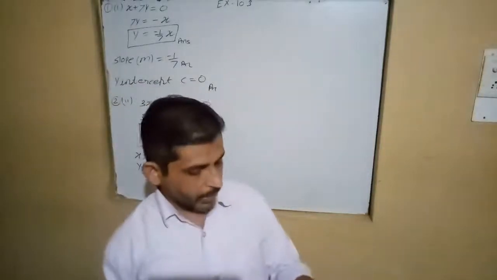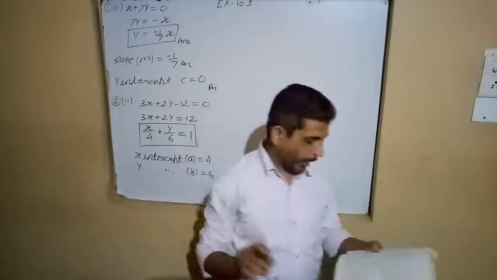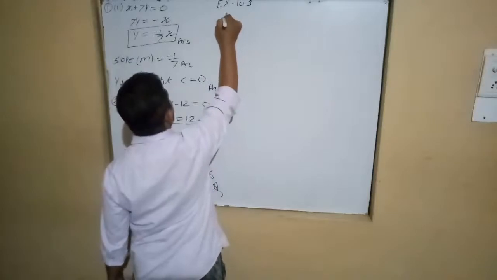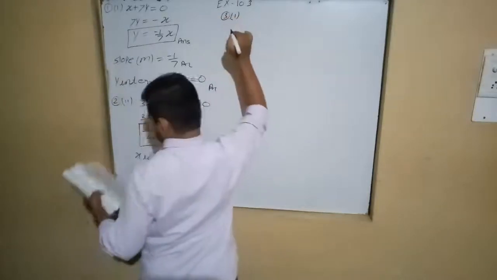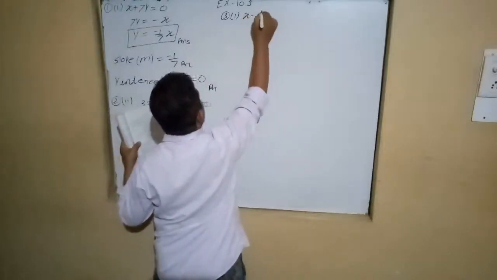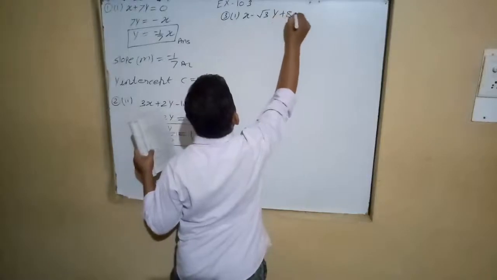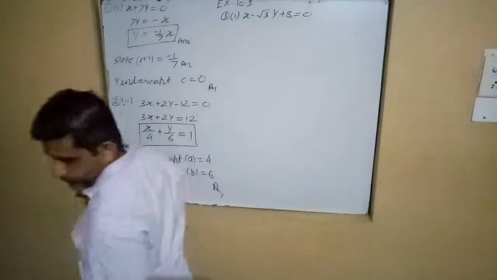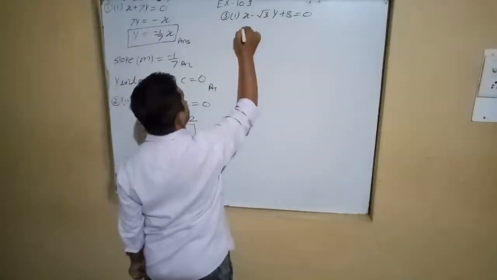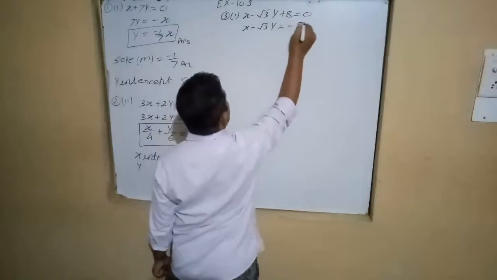Okay, now look at the third question. Reduce the following equation into the normal form. First, what is the question? The question is x minus root 3y plus 8 is equal to 0. So first we transpose the 8, so x minus root 3y is equal to minus 8.